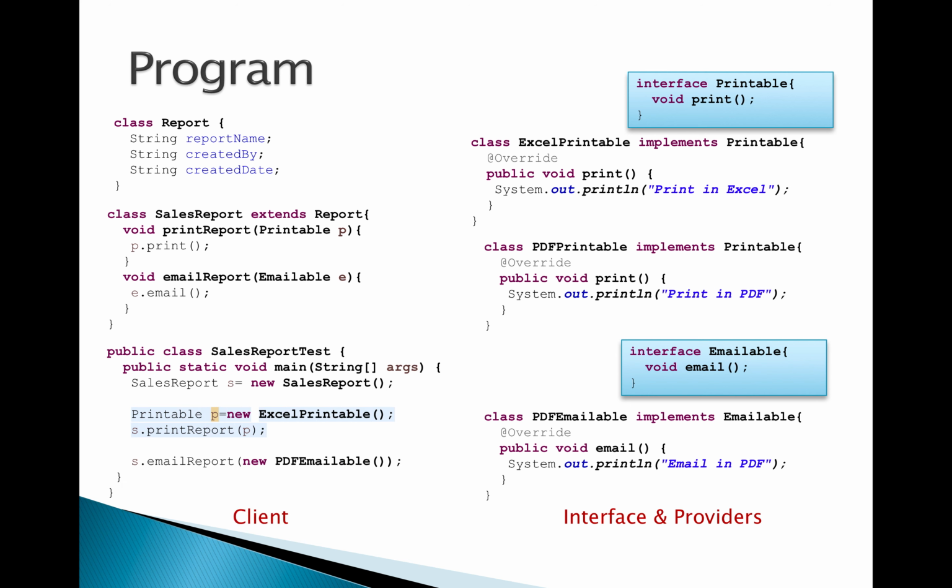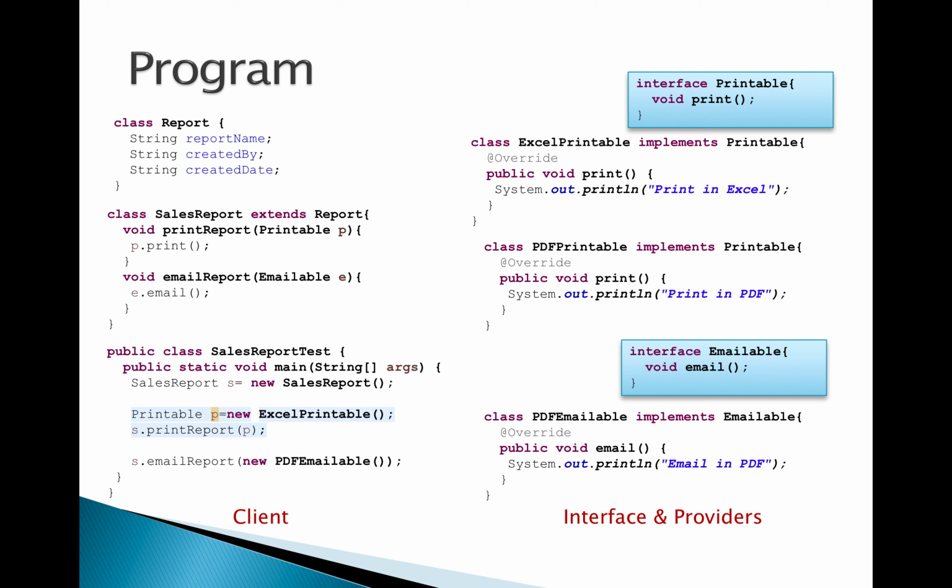Now let's code the client class. So client class SalesReportTest is going to have a main method. Now it is creating a sales report. SalesReport s is equal to new SalesReport, and then it's creating a printable object. So if you see, I have an interface, Printable p equals new ExcelPrintable. So there are two implementations available. You want Excel or PDF? I want Excel. So I will go with new ExcelPrintable.